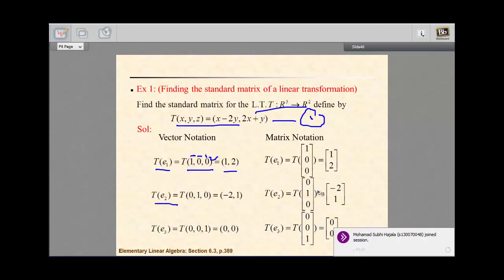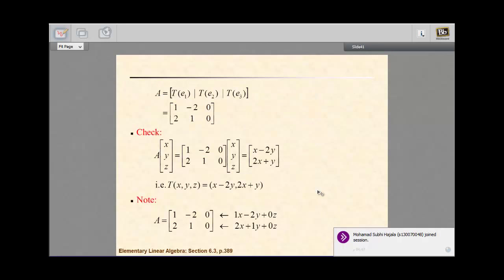Similarly, the transformation of e2 we got (minus 2, 1). Transformation of e3 we got (0, 0). So in this way we will find the whole matrix. Just combine all these things and we will get the whole matrix. That is this. We can cross check it.